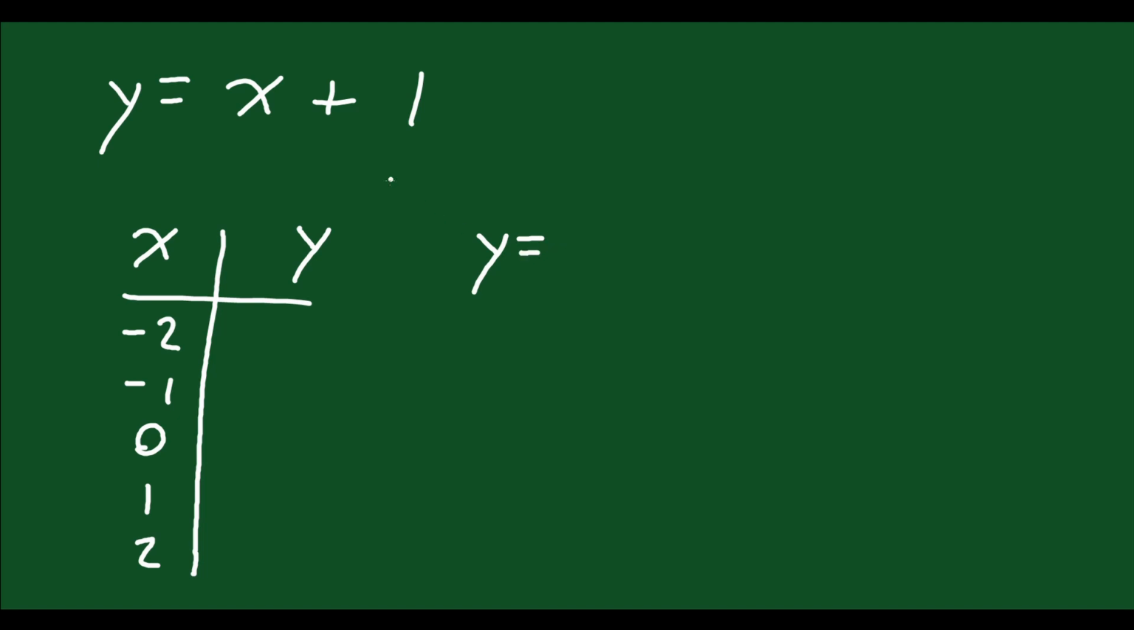So y equals, instead of x, I want to sub in -2 for x. So you'd have -2 plus 1, right, instead of x plus 1. Well, -2 plus 1 is equal to -1. So -1 is the corresponding y value. Do it again for -1. Y equals -1 plus 1. Well, that's equal to 0, so you get 0 here.